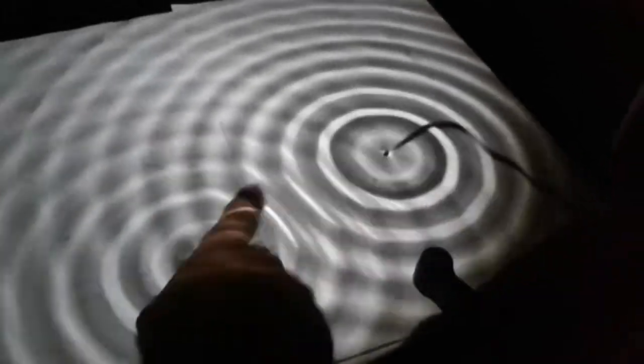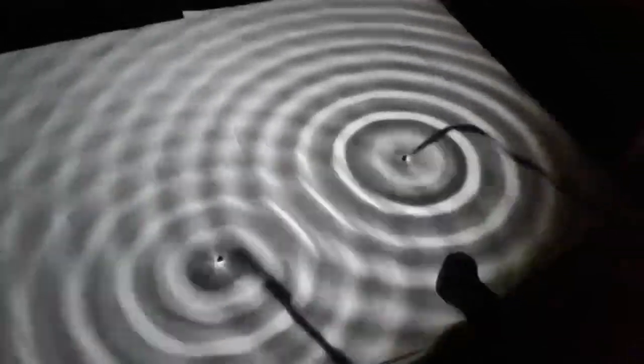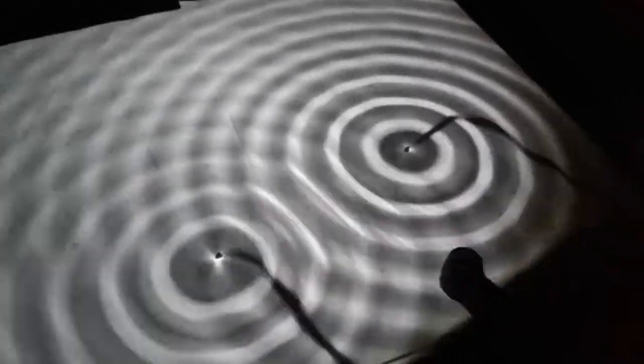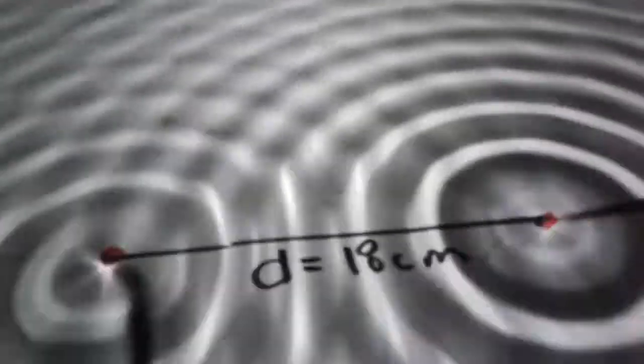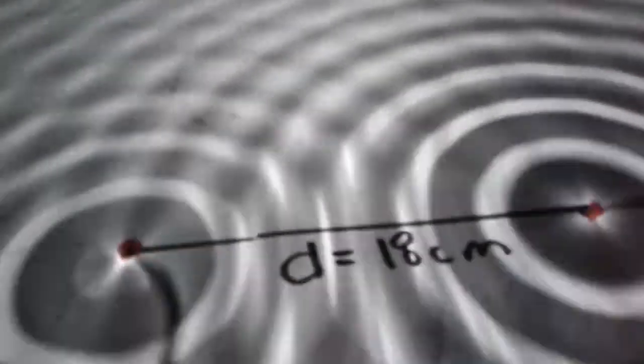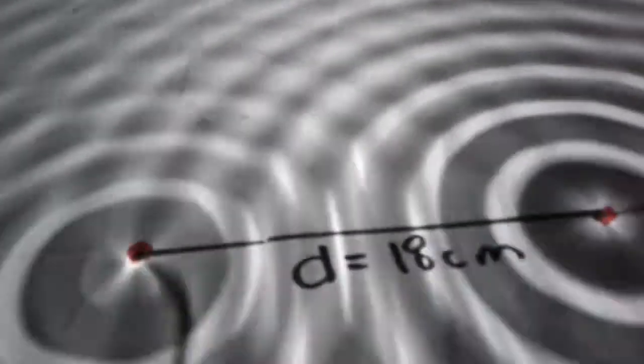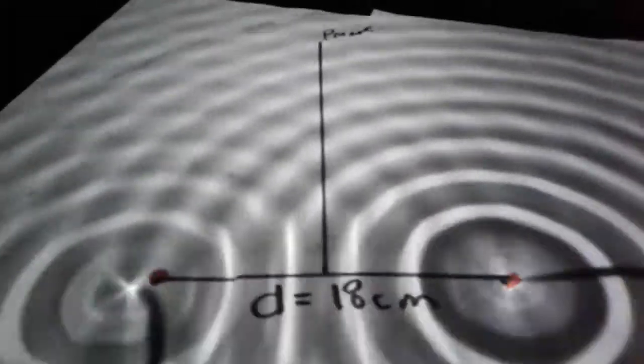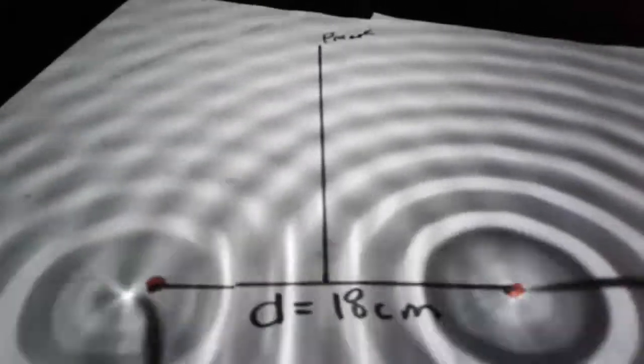These are called nodal lines. Where the crests meet up with crests and the troughs meet up with troughs, we have maximum lines. We're going to mark the center of each source and then measure the distance between them. The distance between the sources is 18 centimeters. The center line is the principal maximum.